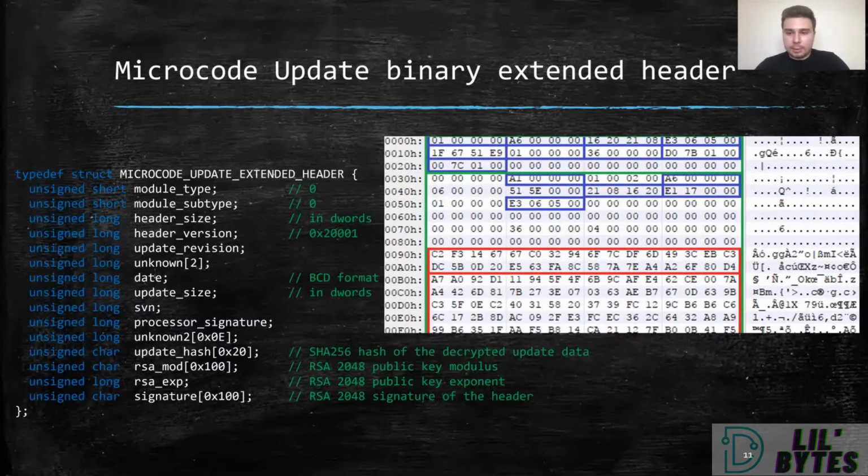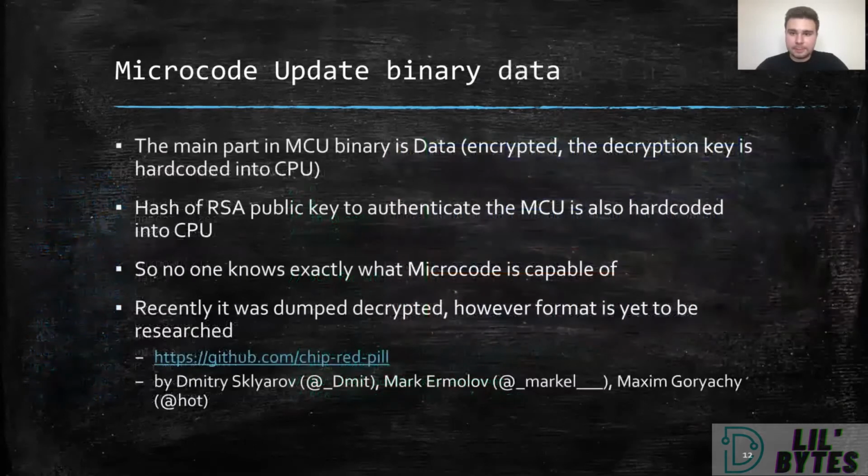Also, this header has an RSA public key and signature, allowing the CPU to verify the integrity of the microcode update before loading it. The hash of a public key is hard-coded into the CPU, and based on my observations, it can stay the same for a few CPU generations, and even for production and pre-production debug versions of platforms.